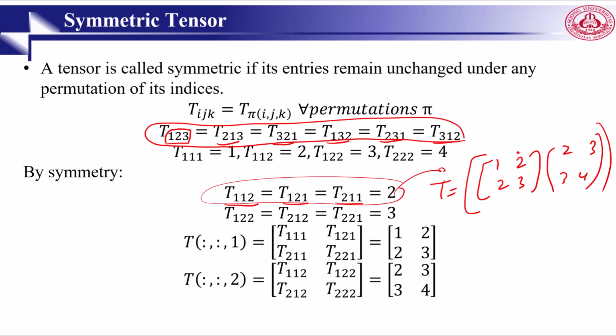So these are all equal to 2. T112, T121, and T211 are all 2, right? Then T122, T212, and T221 are 3. T122 is this one, 3, T212 is this one, and T221 is this one. All are 3, so you can see that the permutations are equal. We can show it like this: T_ijk is equal to T_π(ijk), where π(ijk) is the permutation. It means a different combination of the indices, like the 1, 1, 2 that we have.